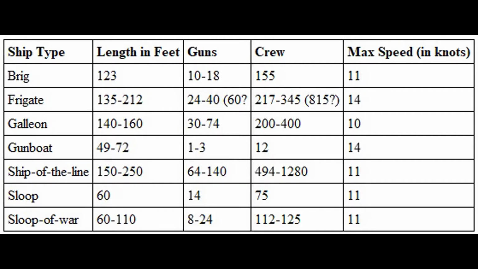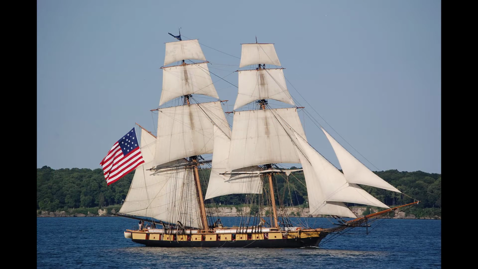This chart lists out the different types of ships and how many guns they have, how many crew, the maximum speed in knots, and their total length. The ships we're going to look at are the brig, frigate, galleon, gunboat, ship of the line, sloop, and sloop of war. All of them have a maximum speed of roughly 11 knots, though the frigate and gunboat could go up to 14 knots. First, we're going to talk about the brig, which is a two-masted square-rigged ship that has a single gun deck. This ship is really fast, highly maneuverable, and it can be used as a merchant ship, warship, or a scouting vessel. Pirates really like these because of all of these factors.